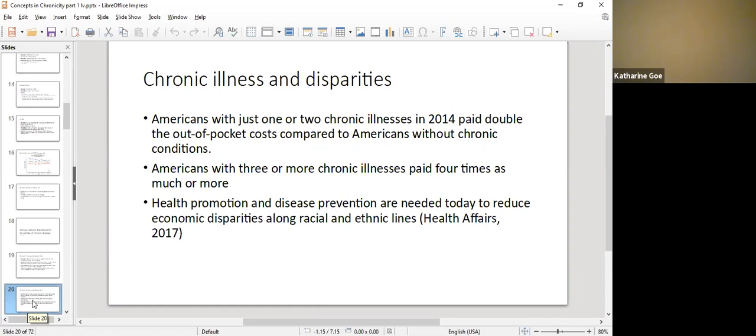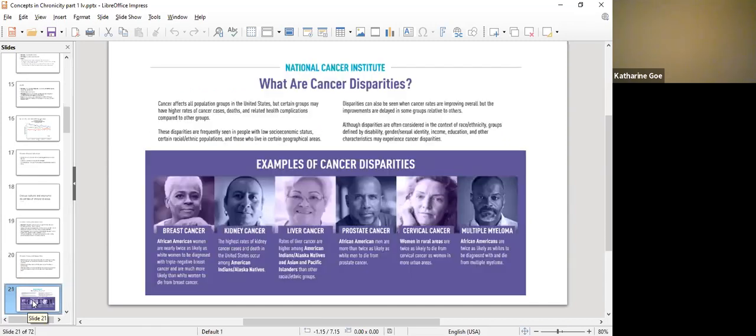Chronic illness and disparities, more about that. Americans with just 1 or 2 chronic illnesses in 2014 paid double the out-of-pocket cost compared with Americans without chronic conditions. So there's a huge financial burden. Americans with 3 or more chronic illnesses paid 4 times as much or more. Health promotion and disease prevention are needed today to reduce economic disparities along racial and ethnic lines. That's why we learned so much about health promotion in the first term, because it is the main intervention for preventing chronic illness.